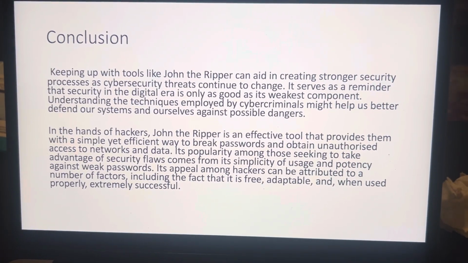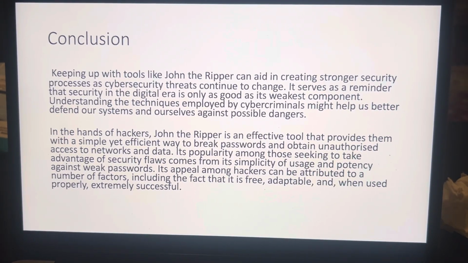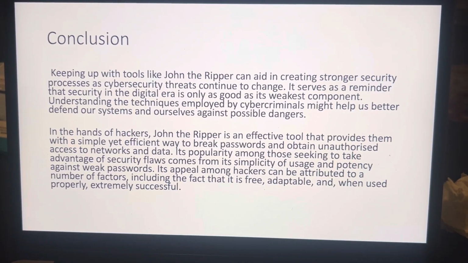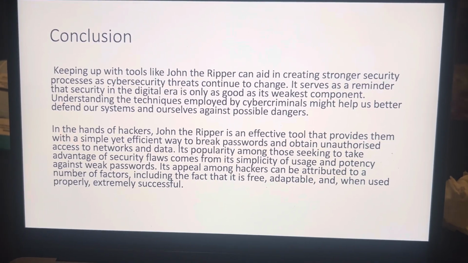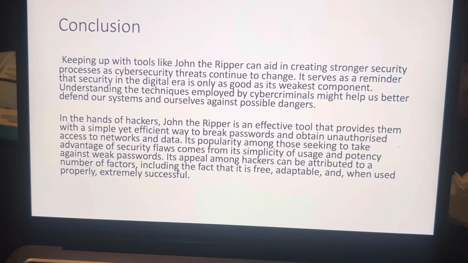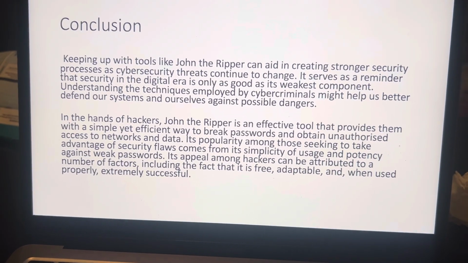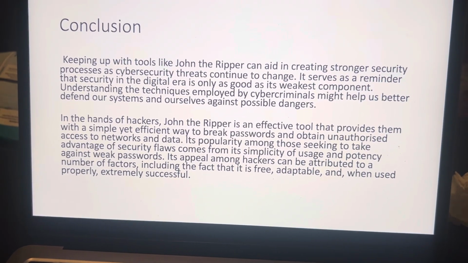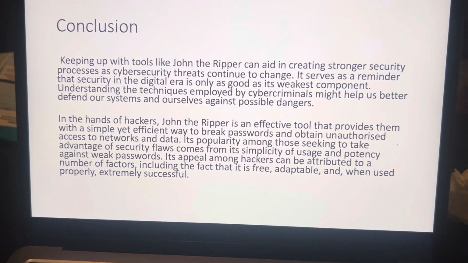Its popularity among those seeking to take advantage of security flaws comes from its simplicity of use and its potency against weak passwords. Its appeal among hackers can be attributed to a number of factors, including the fact that it is free and adaptable, and when used properly, extremely successful.